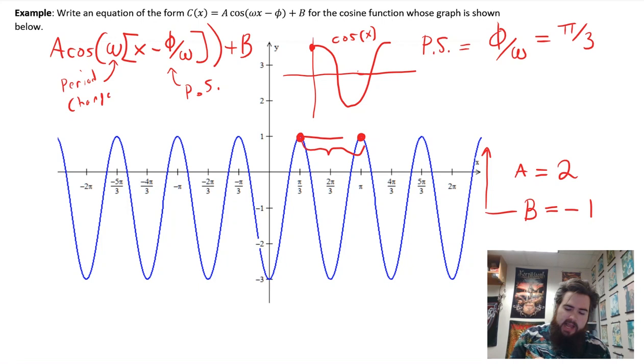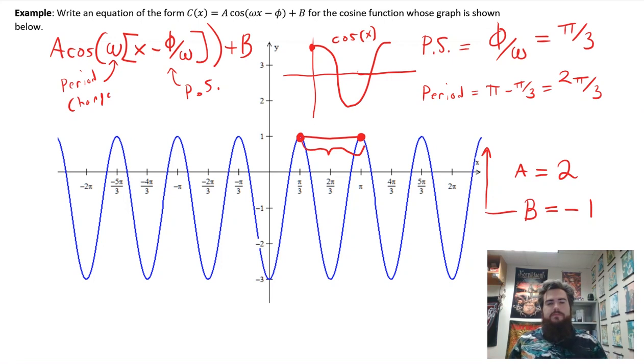In this case, I have a peak at pi and a peak at pi thirds. So that means my period is pi minus pi thirds, or 2 pi thirds. Note that I'm saying the period is 2 pi thirds. I'm not saying that 2 pi thirds is omega. That is not true. Omega is not the period. Omega is the period change.